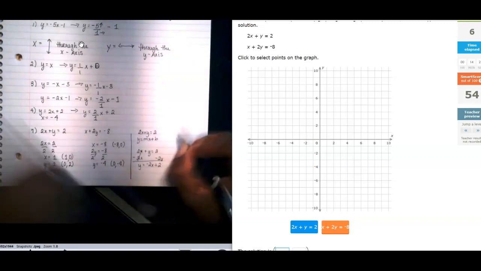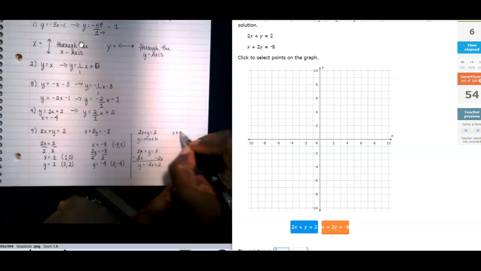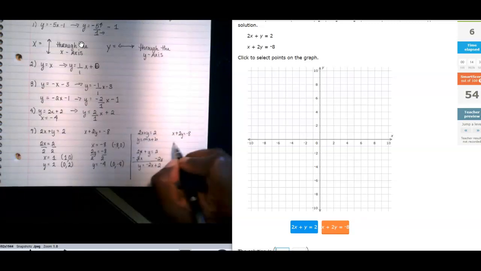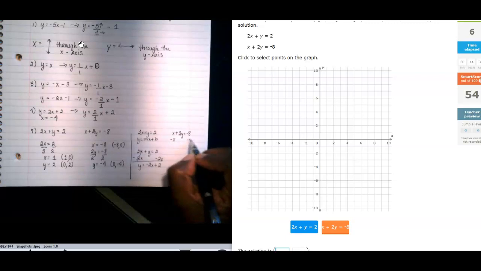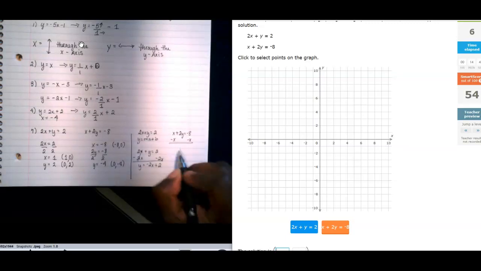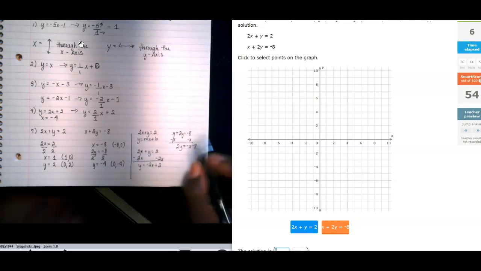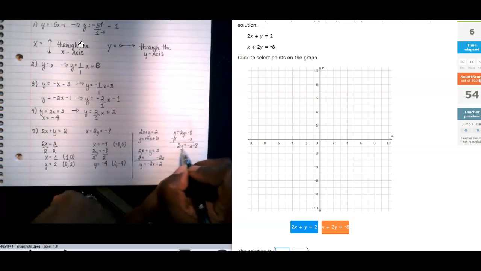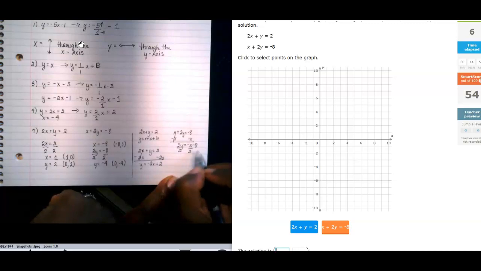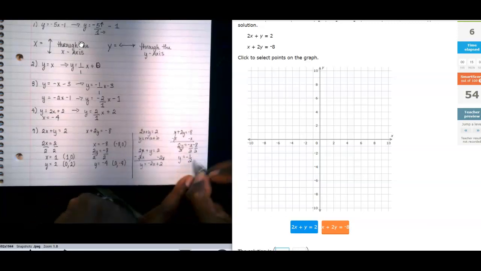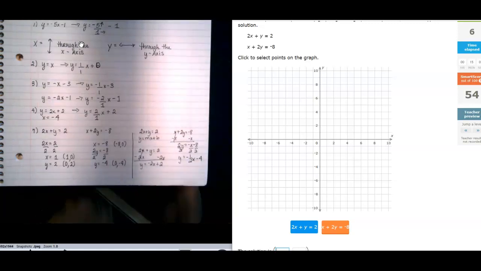So let's do the other equation. We've got x plus 2y is equal to negative 8. Well, I want y alone, so I'm going to subtract x from both sides of the equation, and I'm left with 2y is equal to negative x minus 8. Well, then I still need y alone, so I'm going to divide every term by 2, and I've got y is equal to negative 1/2 x minus 4.